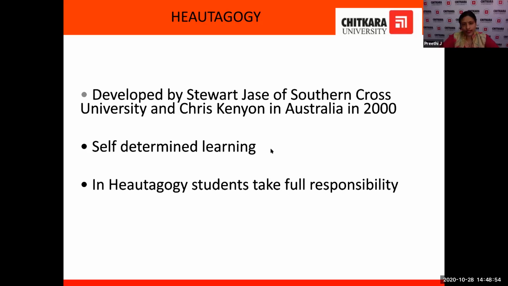And you will see in the national education policy, while the term heutagogy as such may not be mentioned specifically, in several places the term self-determined learning appears. And self-determined learning is kind of the definition for heutagogy.